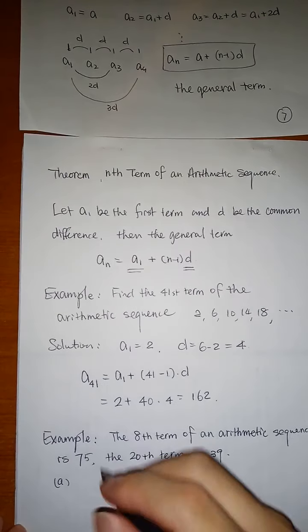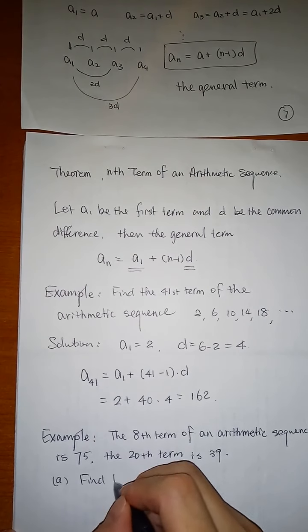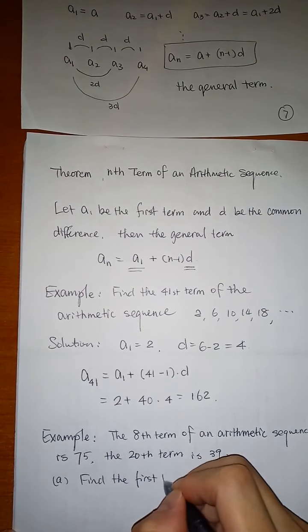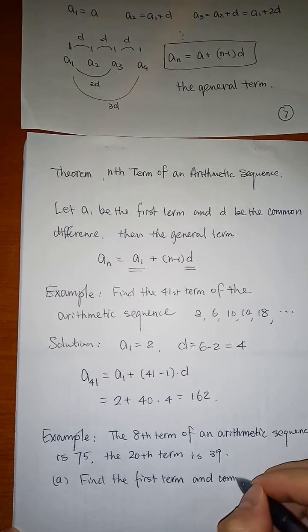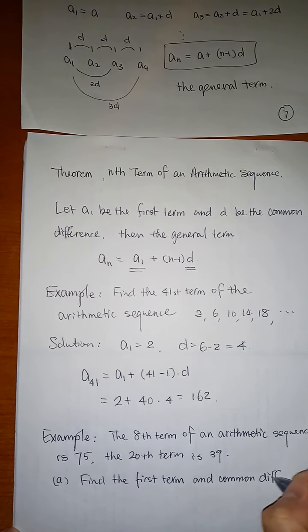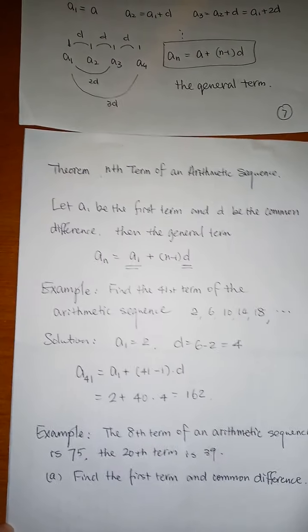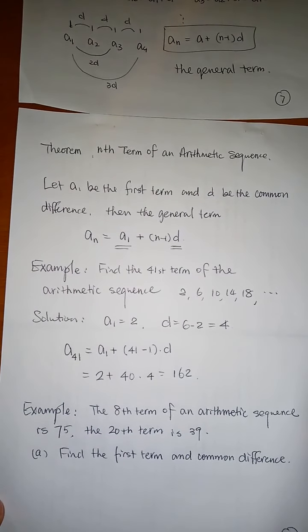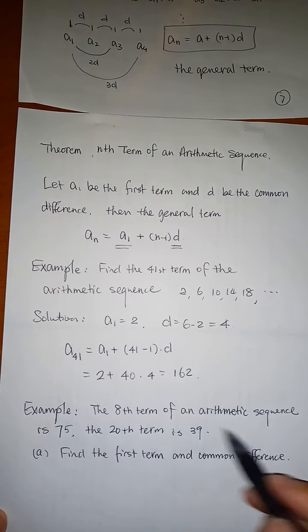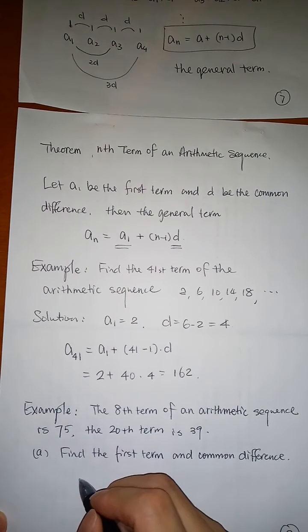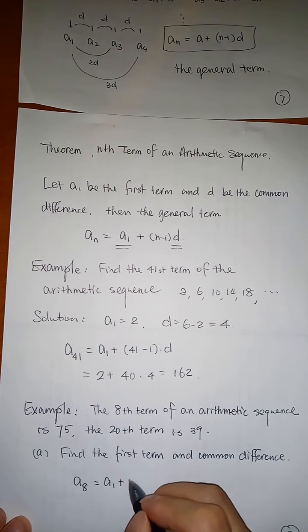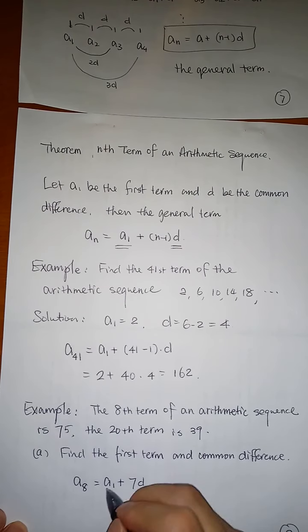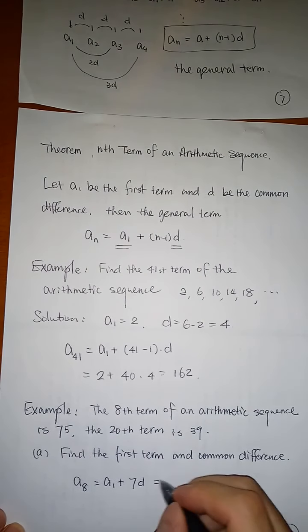Okay. First question. Find the first term and the common difference. Find A1 and D. How do we find them? We should start from the formula. 8th term, A8, is A1 plus 8 minus 1 times D, A1 plus 7D. It is 75.